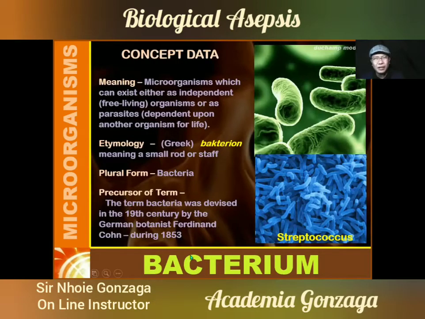Now, the first here is bacterium. This is the singular term for bacteria. The meaning is microorganisms which can exist either as independent organisms or parasites. So bacteria can either be independent or free living, or they can be parasitic or dependent on another life. It came from a Greek word bacterion, meaning small rod or staff. The plural form of bacterium is bacteria.